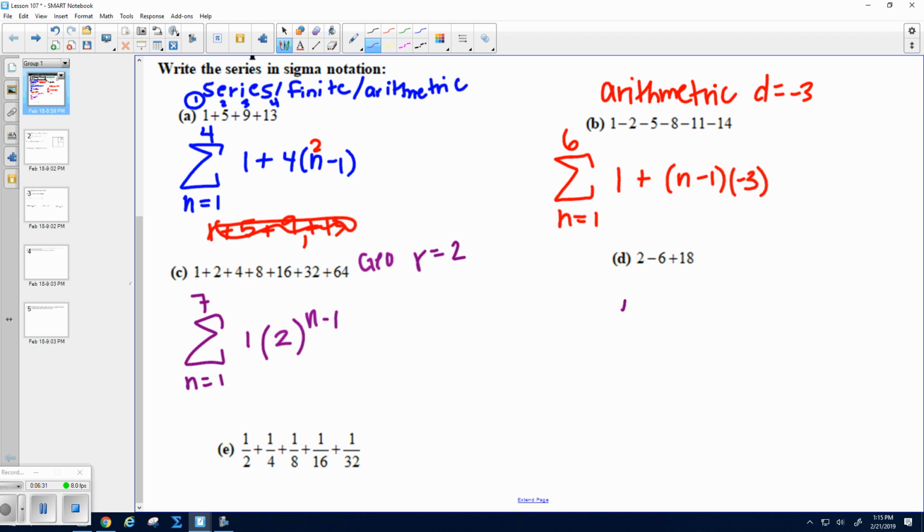All right, so another Riemann sum. N equals 1. And this one has how many terms? 3. Arithmetic or geometric? Geometric. And so my R value, what am I multiplying by? Negative 3. So my first term is 2, my R value is negative 3, and it's always to the n minus 1.